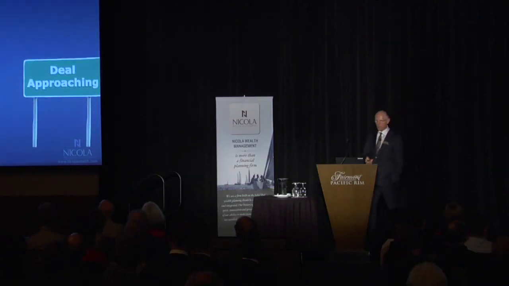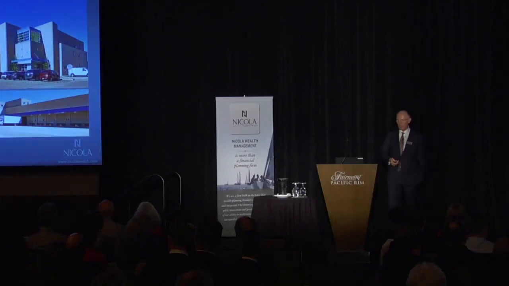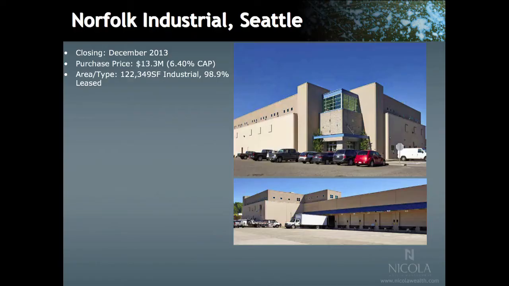Examples of a couple of properties that we're currently buying and why. I've only got time this evening to talk about 2. I'm going to talk about an industrial property in Seattle and an apartment property in Houston, Texas. The one in Seattle we refer to as Norfolk Industrial. If you know I-5 and you know where Boeing Field is, and if you travel down south a lot, you'll know where Lindal Cedar Homes. We're right in that node.